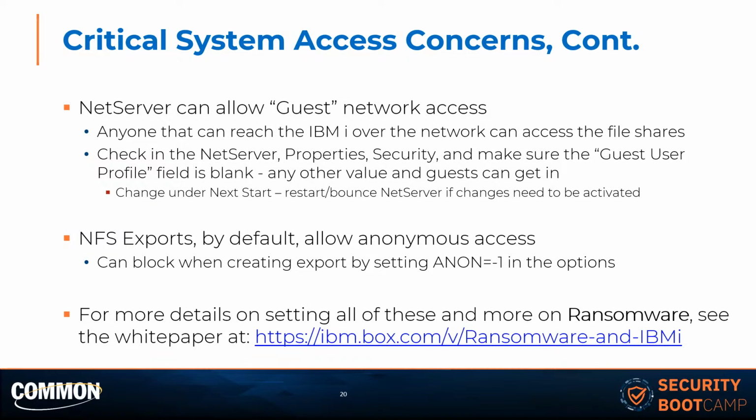These exports, by default, are set to allow anonymous access. However, this can be blocked when you create the export by setting the anon parameter to -1. This disables anonymous access for that particular export. This value needs to be set on each NFS export that's run on the system. For more details on each of these three items, as well as to see more information on how the IBM i could be affected by a ransomware attack, see the white paper at the link on the bottom of your screen.